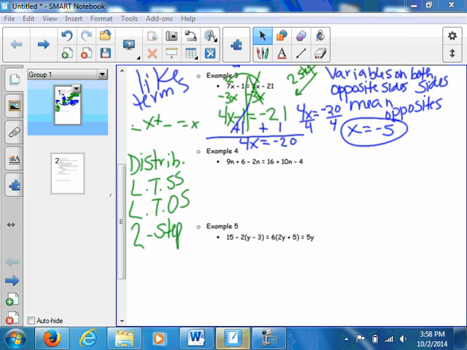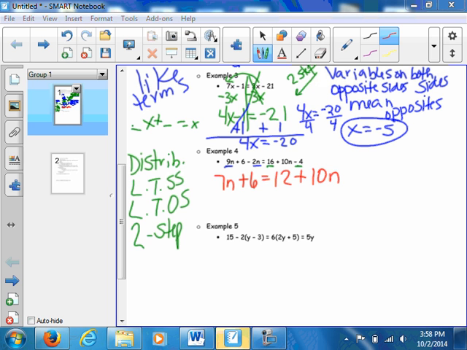So I don't have any parentheses in example 4, so I don't need to distribute. I do happen to have like terms on the same side. On one side I have 9n and 2n, and on the other side I have 16 and I have negative 4. So with the blue, 9n minus 2n. Same side, do what it says. That means 7n plus 6 equals 16 minus 4 is 12 plus 10n.